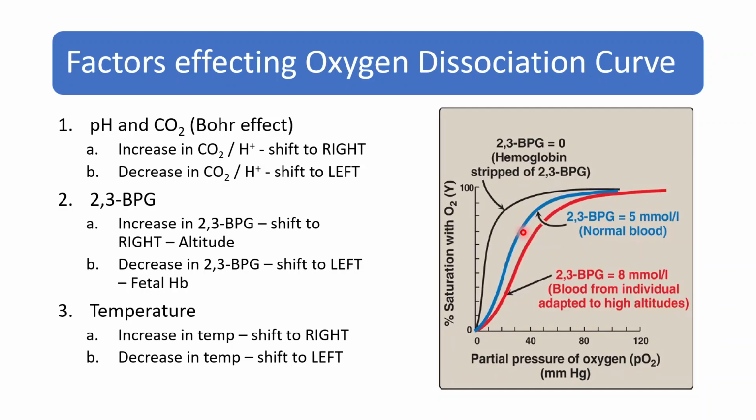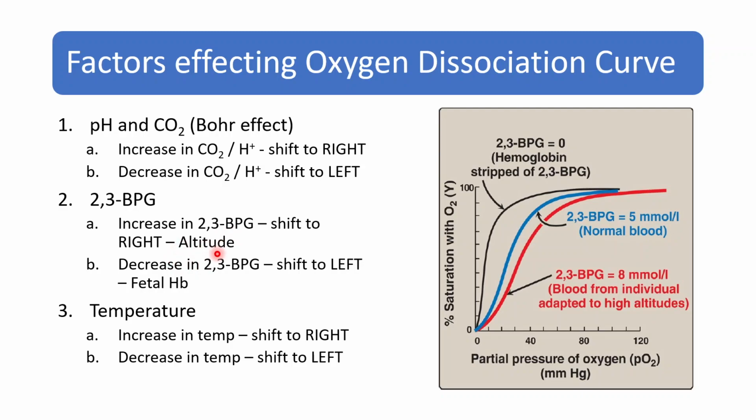Similarly, in the case of 2,3-BPG, which is an intermediate of glycolysis, when 2,3-BPG is increased, again the oxygen dissociation curve shifts towards the right, and when 2,3-BPG is decreased, it shifts towards the left. That is seen in the case of fetal hemoglobin. And when 2,3-BPG is increased, the oxygen dissociation curve shifts towards the right. That is seen in cases of altitude.